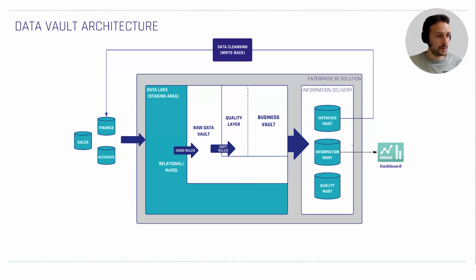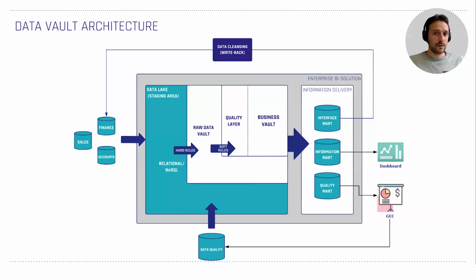And in the information delivery layer, we create a so-called interface mart, and the downstream process pulls those data and writes it back to Salesforce essentially. That way the cleansed data is not only available in a report, but also in the source system, and the business users can utilize the high quality data inside their source applications as well. And the next time when loading the raw data into the raw data vault, the data is already cleansed.